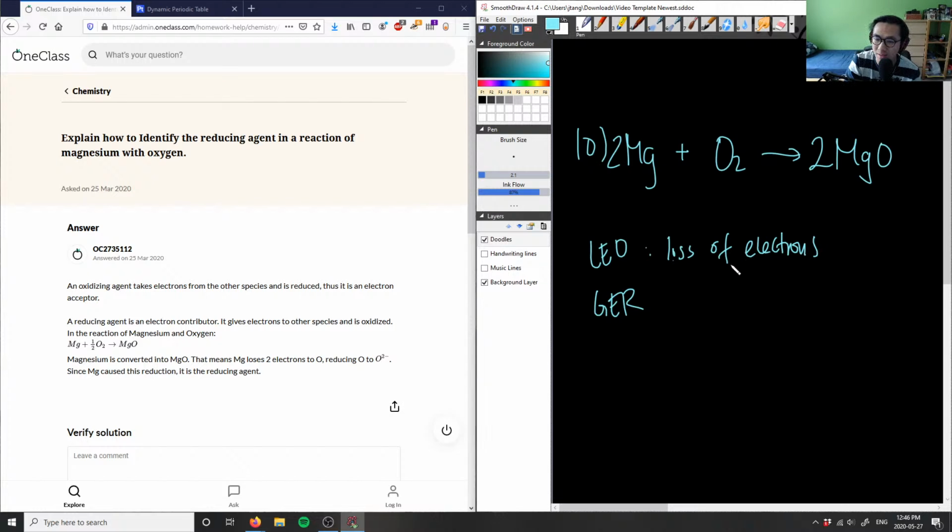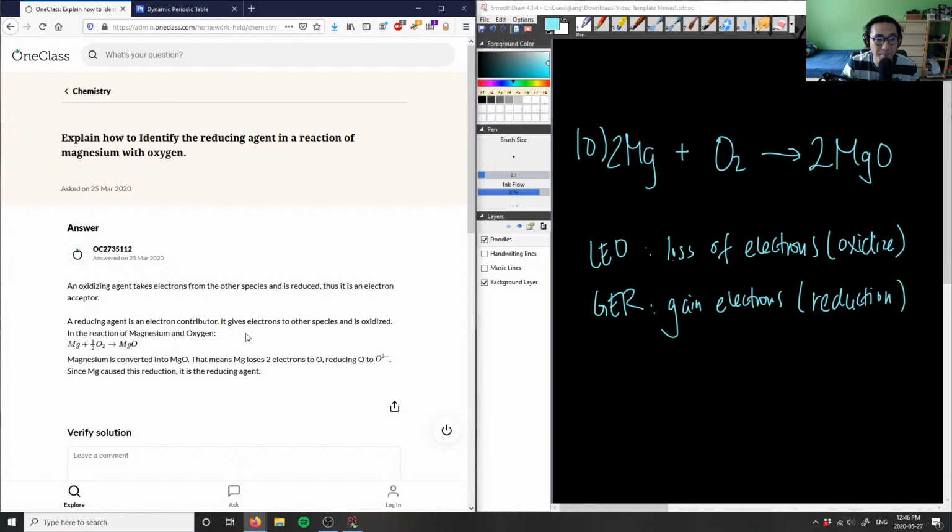So LEO is Leo, kind of. LEO maybe is oxidation, oxidize. And gain, if I gain electrons, it says it's reduction. You can think of it as an electron contributor here. The oxidation reaction takes electrons, so you lose electrons, and it's reduced. So therefore, it's an electron acceptor here.